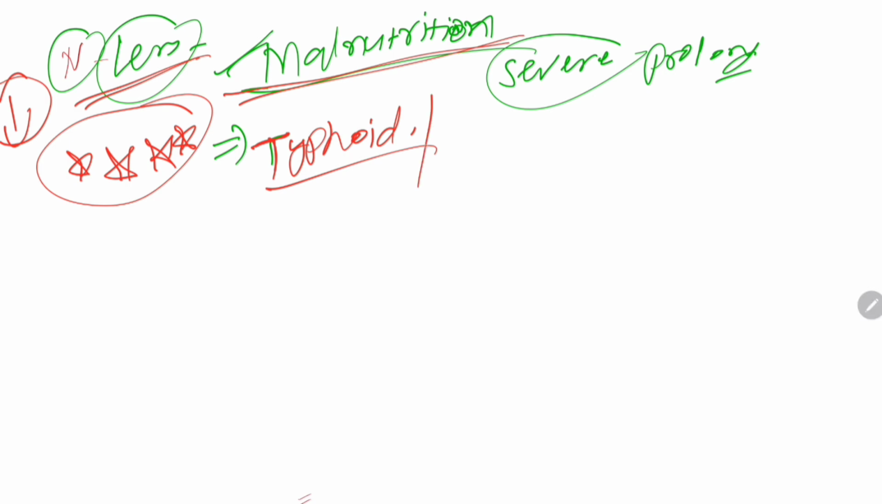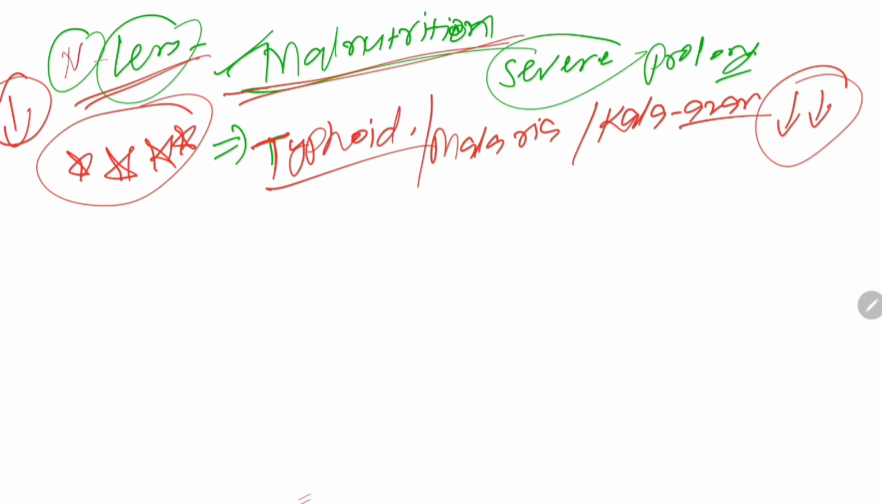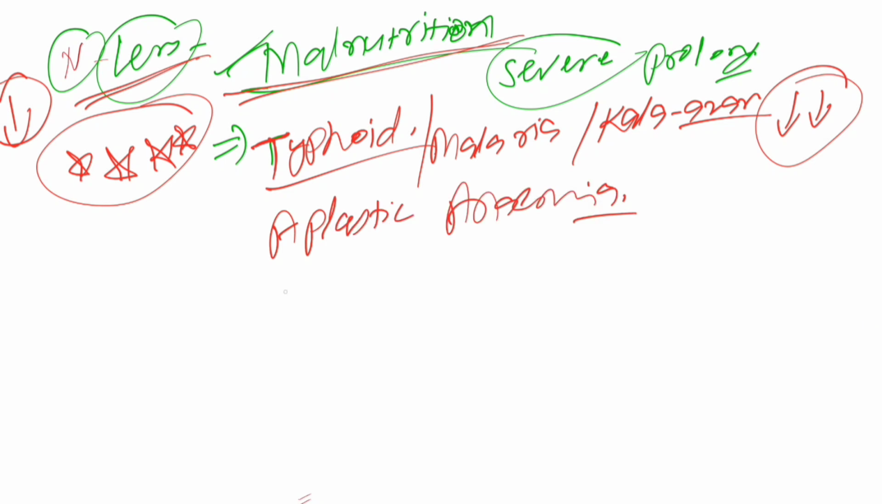Then malaria and kala-azar. In those conditions, your neutrophil count may be decreased. Then aplastic anemia. Then X-ray irradiation.